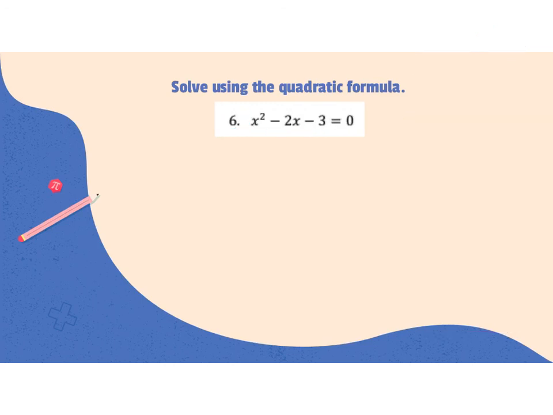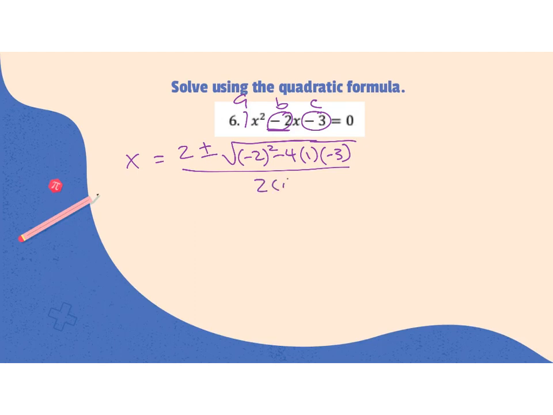All right, last one that we're going to do together today. So again, my a value is 1, my b value now is -2, and my c value is -3. So here's what it looks like in the quadratic formula. The opposite of b is +2, plus or minus the square root of -2 squared minus 4 times 1 times -3, all over 2 times 1.